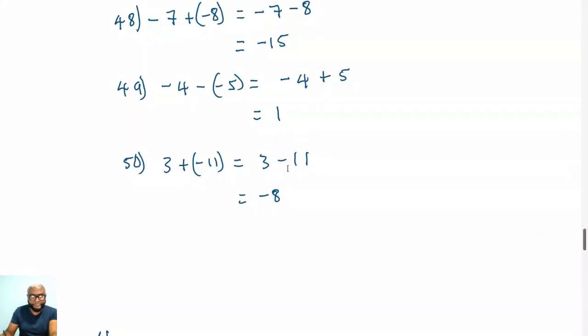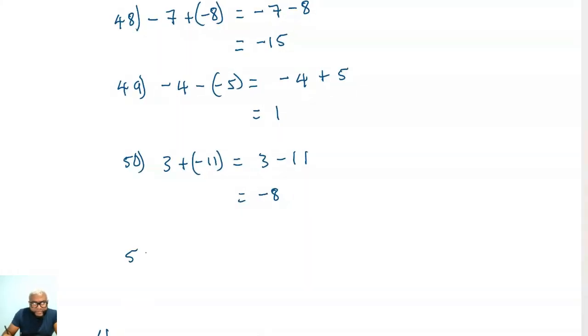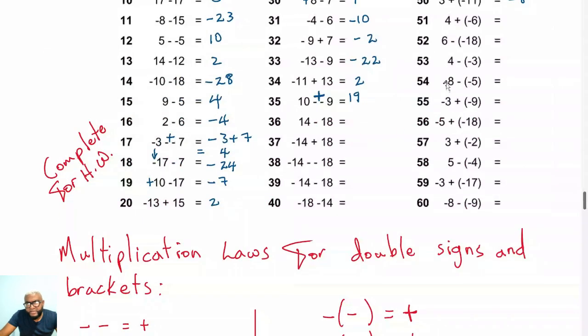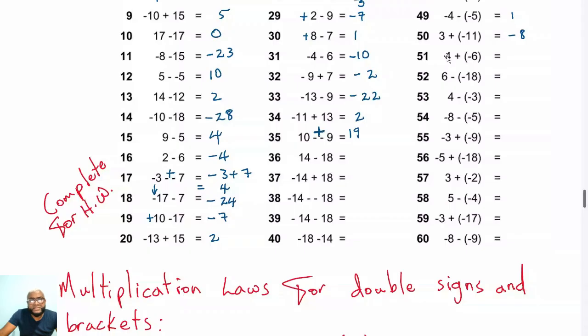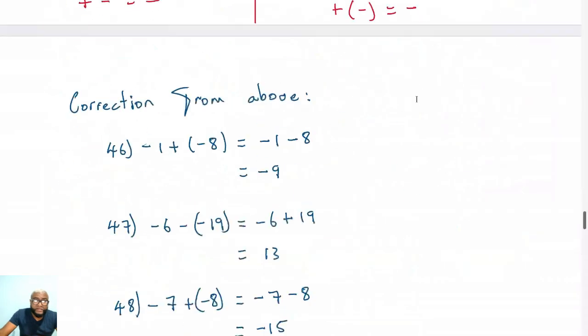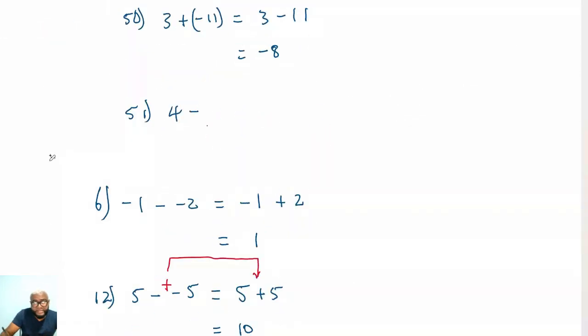Right, let me go. Hit my 51, come on now. Positive 4 and negative 6. Just minus 6? Give me the original question. Positive 4 minus 6? No, this is 4 plus negative 6. Yeah, 4 plus negative 6. Right. So it's 4 plus negative 6.